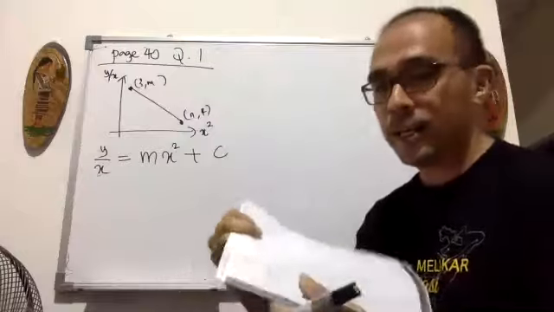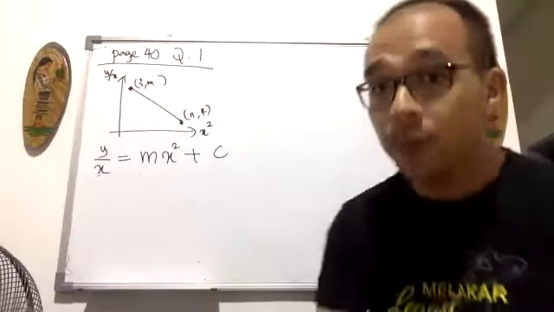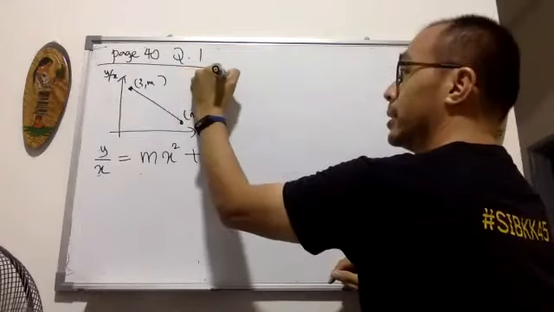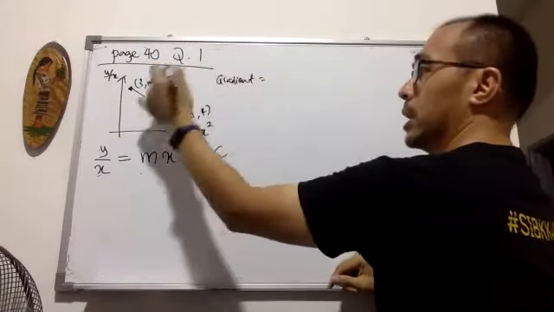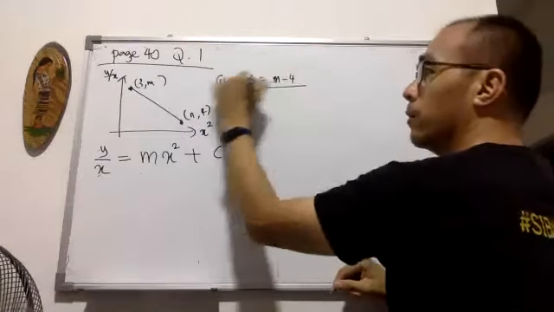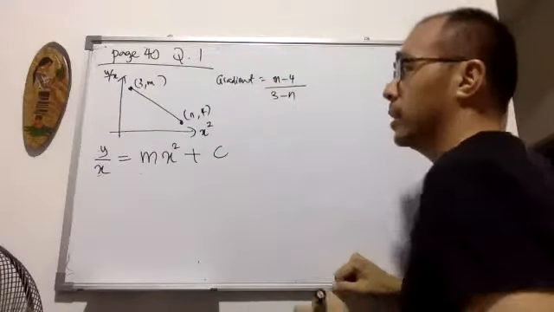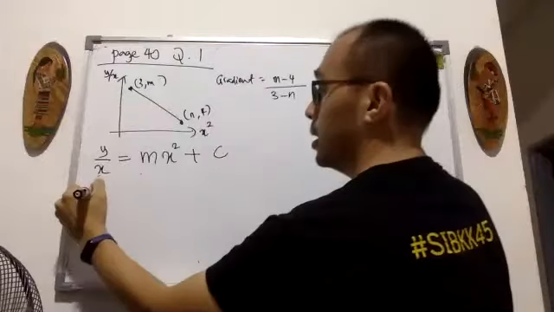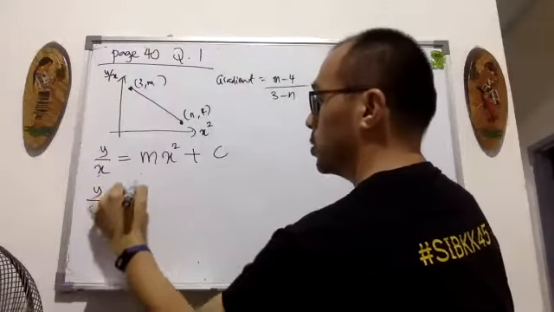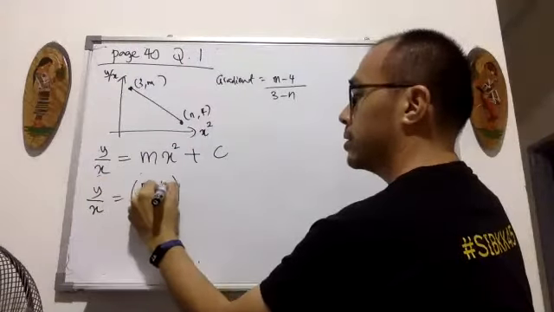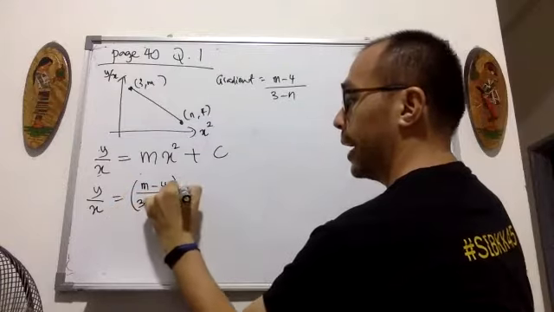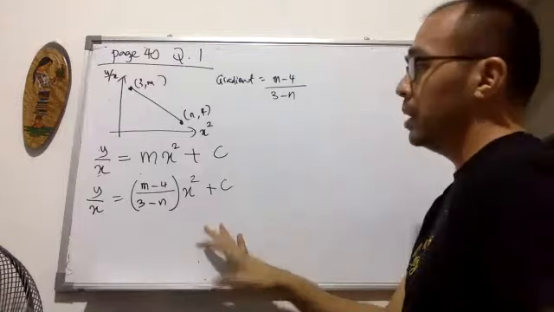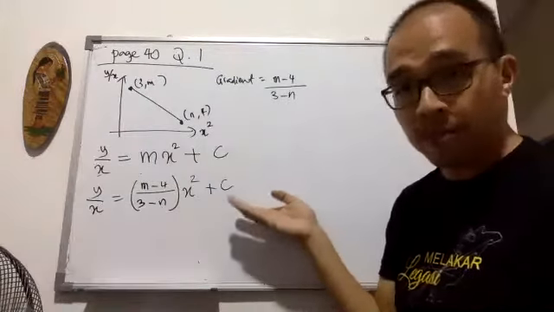Okay, all right. So it doesn't matter whether we have enough information, we can actually try to form it first. So the gradient is, I'm going to use m minus 4 over 3 minus n, and then I'm going to put it in here, and then we'll see what happens. Y over x equals, our gradient is m minus 4 over 3 minus n, the x-axis is x squared, and our intercept is c. Then since you cannot do anything anymore, it's okay.